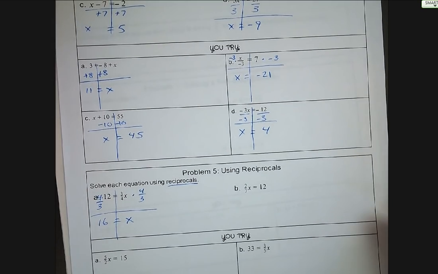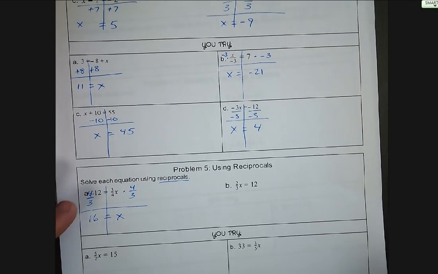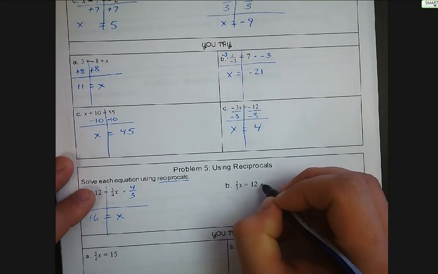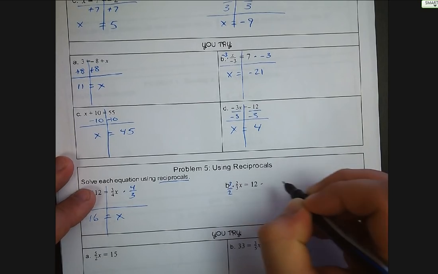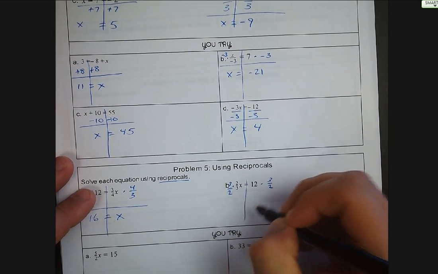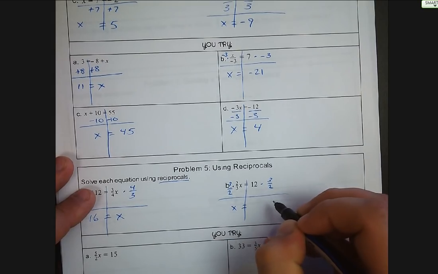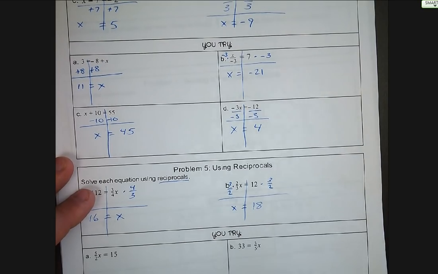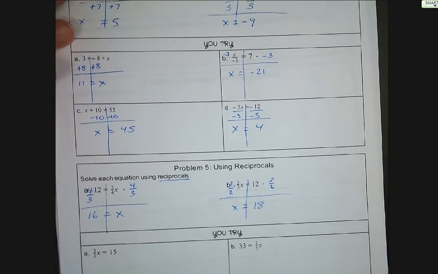All right, letter B, we have 2/3 x is equal to 12. So again, we're going to multiply by that reciprocal. So it'll be multiplied by 3/2. Our fraction cancels out, and we are going to be left with x is equal to 18. All right, you guys give letters A and B a try, and then we will go over the answers.